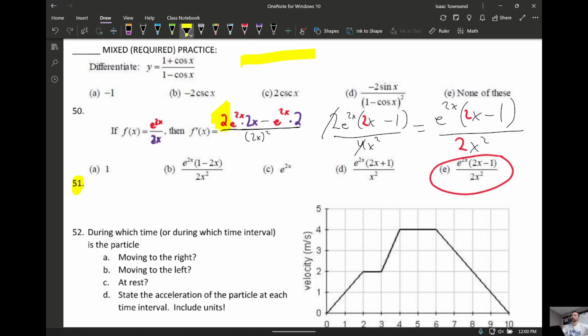So, make a big note here. This 2, very easy to overlook. The derivative of e to the x is e to the x, but the derivative of e to the 2x is going to be e to the 2x times the derivative of 2x.